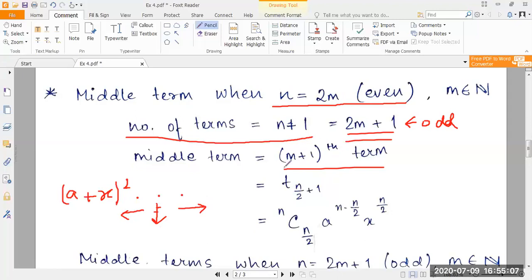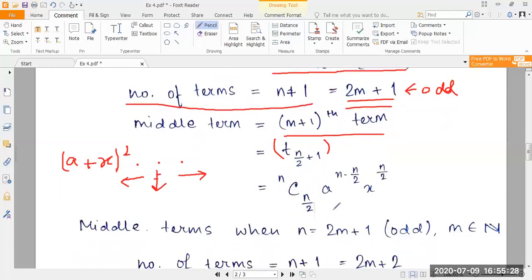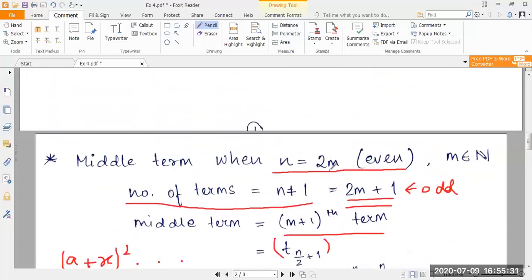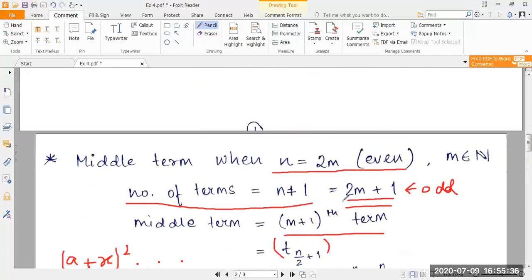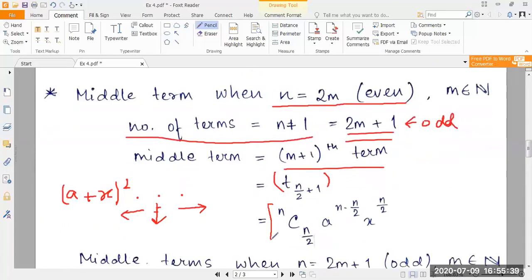Now the (m plus 1)th term is also the (n by 2 plus 1)th term, because if n equal to 2m, then m equal to n by 2. So the (m plus 1)th term is essentially the (n by 2 plus 1)th term, which is what I have written here. In notation form, it is t of (n by 2 plus 1), which is the (n by 2 plus 1)th term. Now I have used the expression as I had discussed before, the term t r plus 1 is the (r plus 1)th term. So naturally we replace this r with n by 2 and we get the value of the (m plus 1)th term, and that is the middle term when n equal to 2m and n is an even number.